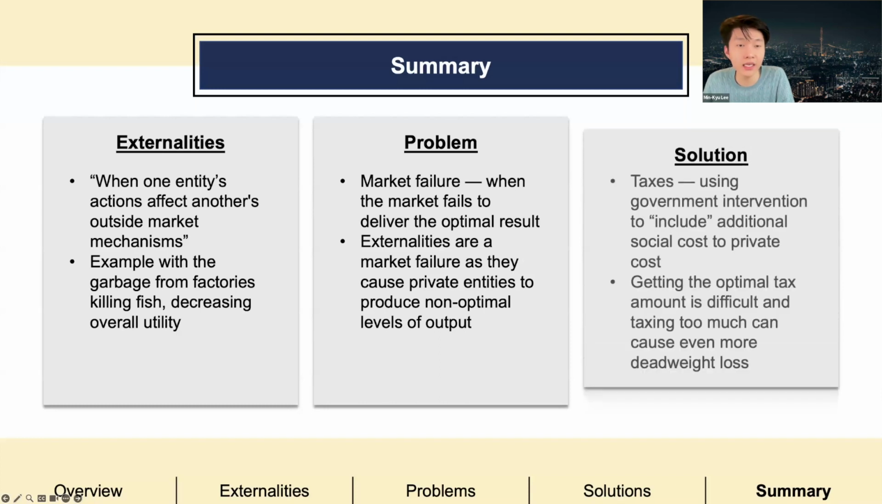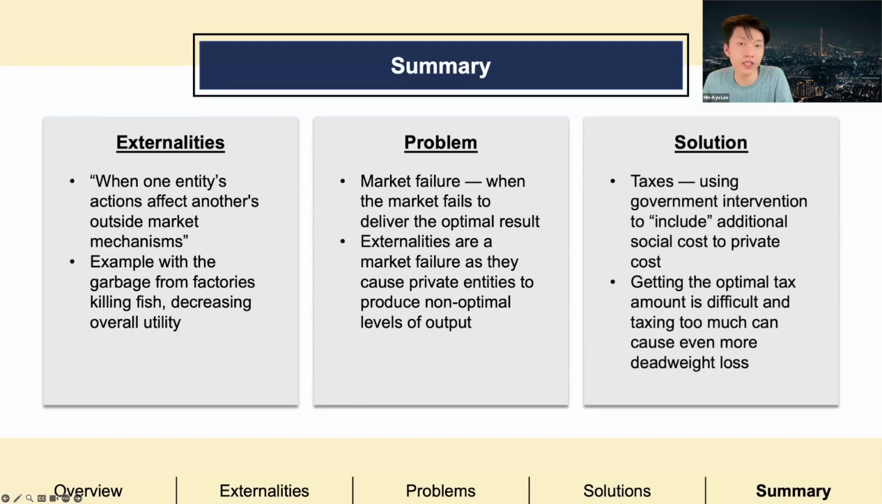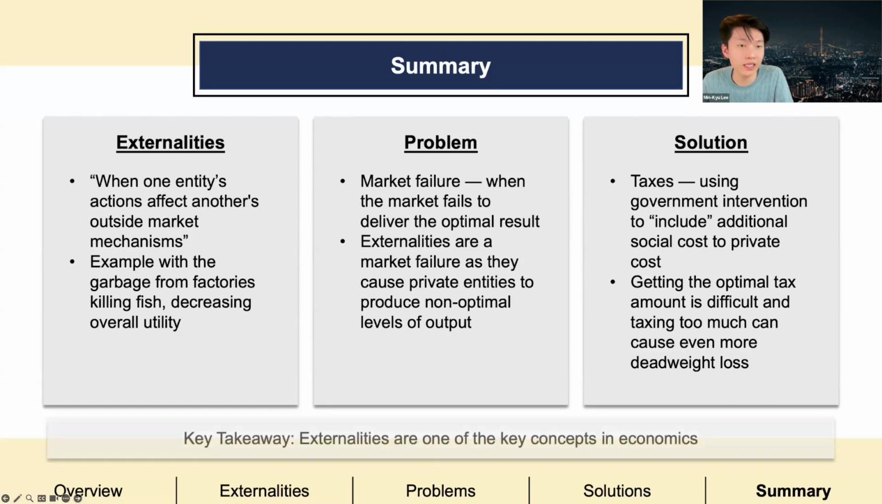And then finally, we saw a solution to this, which is using taxes, which uses the government to include those additional costs from negative externalities in the private costs. And at the end, we quickly talked about why it's really hard to get those taxes right, and if we don't get that correct amount of taxation, what can happen: namely, more deadweight loss. Overall, we see that externalities are one of the key concepts in economics and are really important and have all of these factors playing into them.